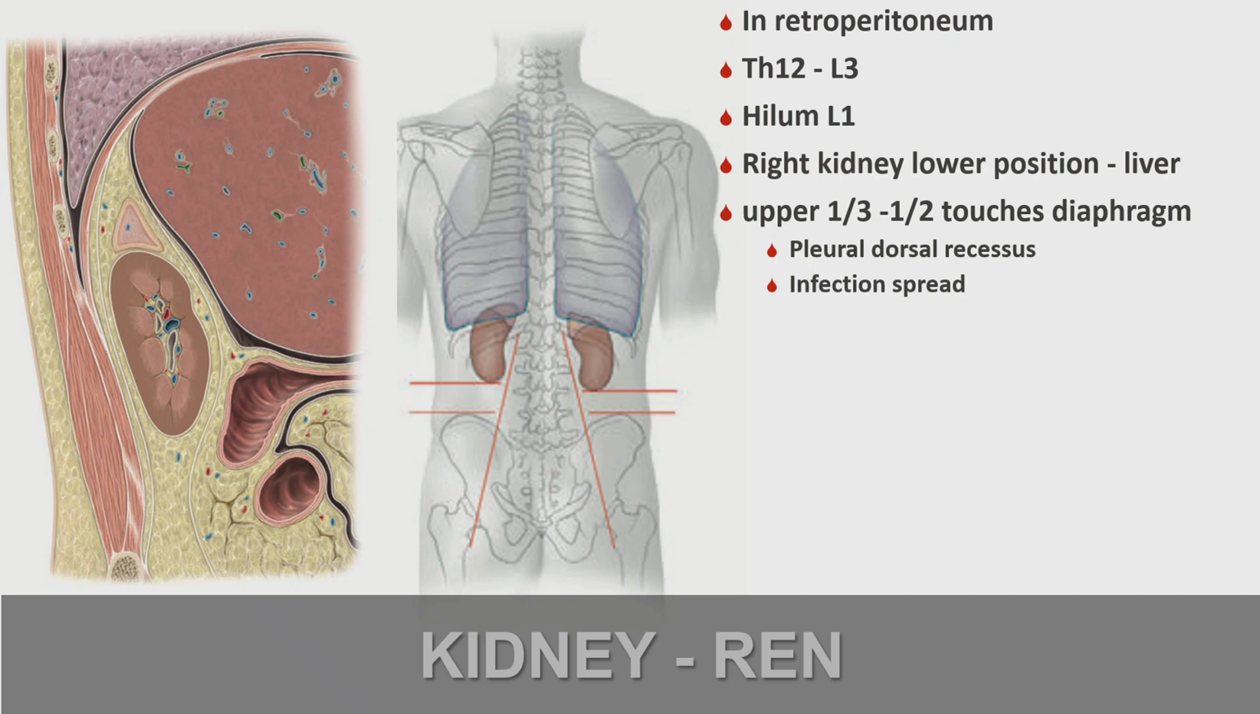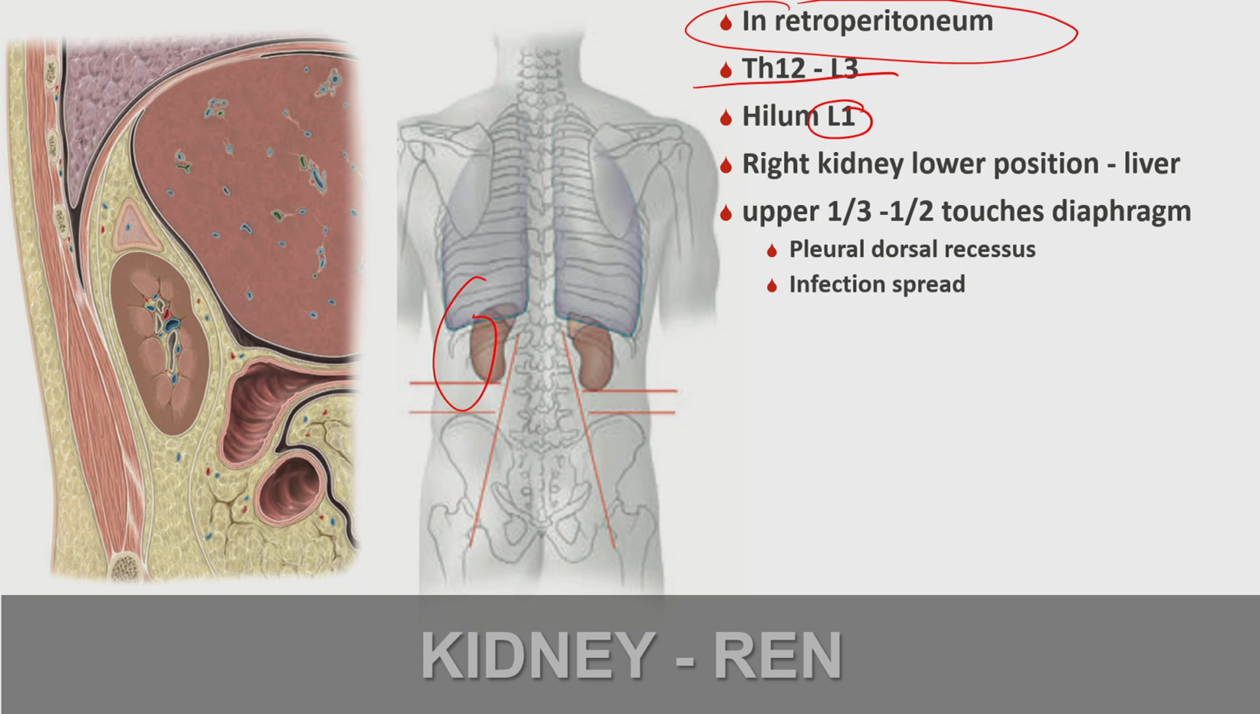So, now we turn to the kidney, then adrenal glands, and also the collecting system of urine. So kidney, in Latin, ren. The kidney is an organ which is primarily localized in the retroperitoneum. It's a retroperitoneal organ which is not covered by peritoneal surface. It's localized at the level of Th12 to L3 with a hilum at the level of the body of the first lumbar vertebra.